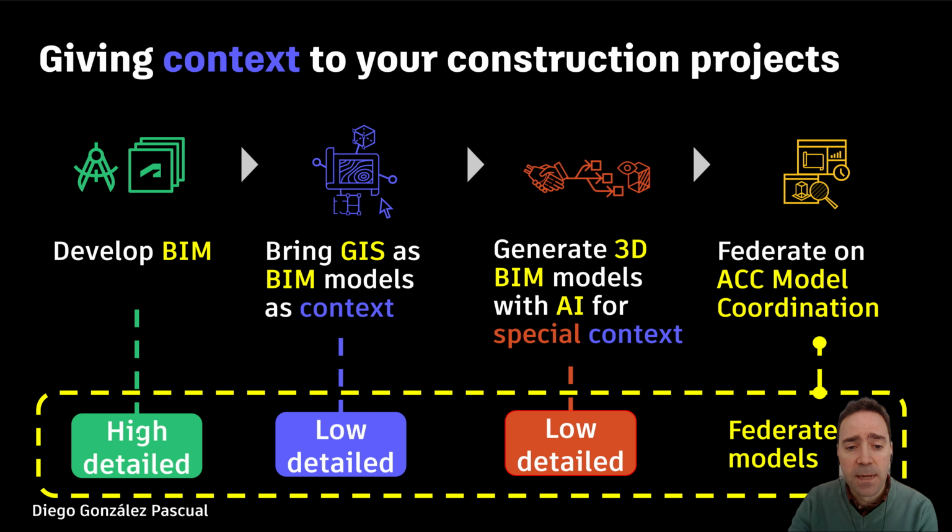It's important to mention that there will be a difference between the level of detail of the context and the actual project. You have to keep in mind that the BIM model will be highly detailed, because that is the actual project that you're building. But instead, the context will be in a low detail approach. What I mean is, if you're taking the GIS map as a base, what you will get is a BIM model that is not as detailed as your project.